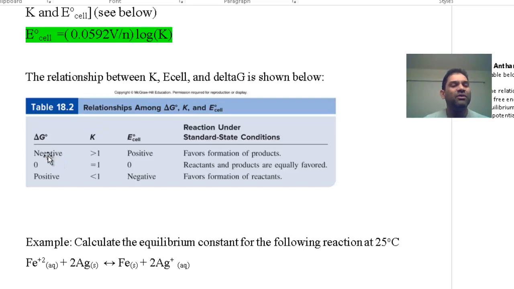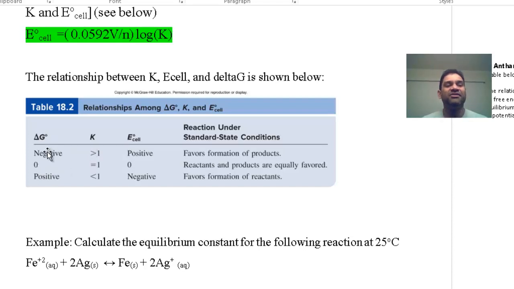We should know this by now. If deltaG is an exergonic reaction, products are favored. That means the redox reaction gives you positive voltage. It's a functional battery, no matter how crude it is. The equilibrium constant will be very, very large, favoring the products. Equilibrium constant is products over reactants, each raised to the stoichiometric coefficient.